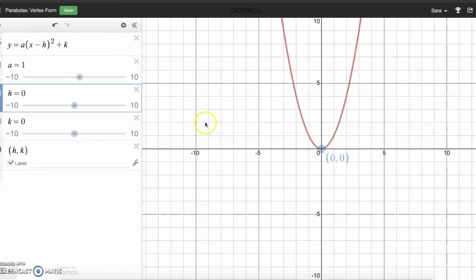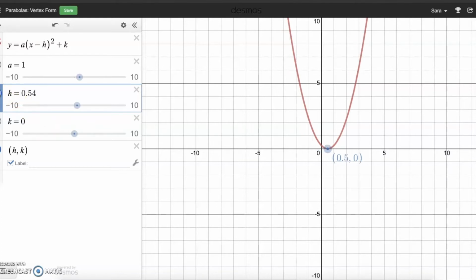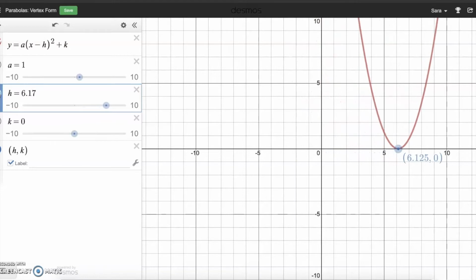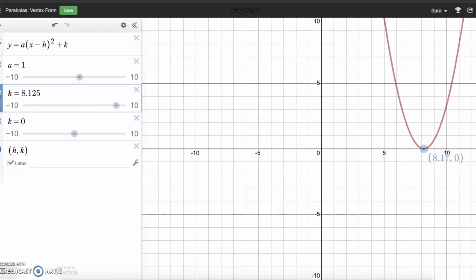Alright, so I have the parent function graphed here, y equals x squared. I know that because my vertex is (0, 0), and my a value is a positive 1, and so that's the parent function. Now what I'm going to look at is how a, h, and k affect the movement of this parabola. Let's first take a look at how h affects the parabola. So what I'm going to do is press play here, and it's actually going to move my parabola. So notice what's happening.